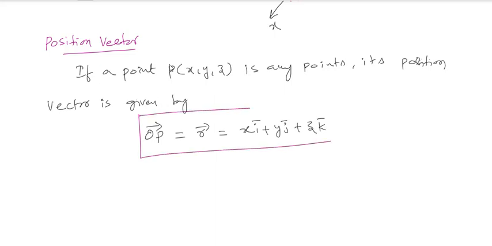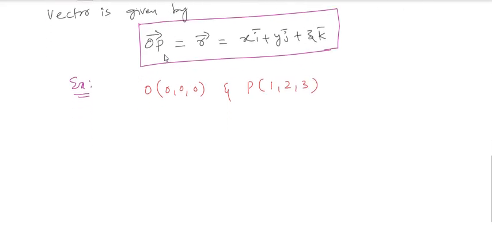So let me take an example. Your 0 is your origin, 0 comma 0 comma 0, and P may be any one point. So let me take the point 1, 2, 3. Then what is the position vector here? You will have OP bar, which is equivalent to 1 minus 0, 2 minus 0, 3 minus 0, which is nothing but 1 into i bar plus 2 into j bar plus 3 into k bar. So this is your position vector.